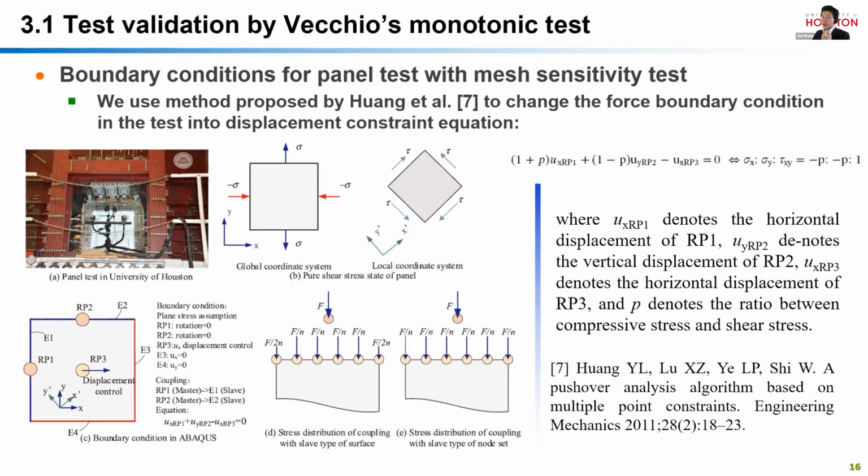To simulate the RC panel tests, we adopt a method proposed by Huang et al. to convert the force boundary condition in the panel test into displacement constraint and permit the mesh sensitivity test. In addition, to apply the load to the boundary, we recommend to use the coupling with slave type of surface in order to ensure smooth distribution of external force to the boundary.